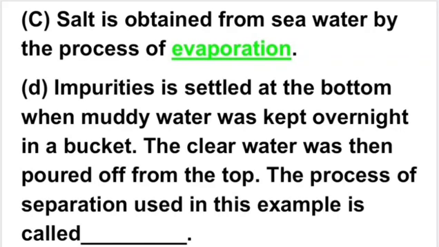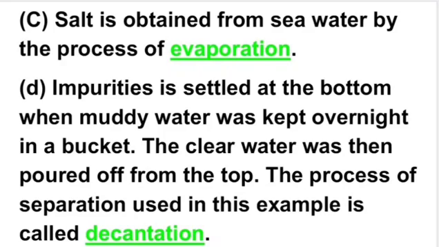D part: impurities settle at the bottom when muddy water is kept overnight in a bucket. The clear water is then poured off from the top. The process of separation used in this example is called dash. So children, tell me, this process of separation is an example of decantation. The process of separation used in this example is called decantation.